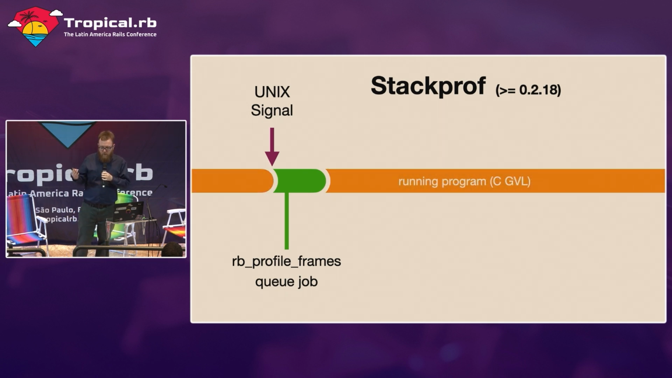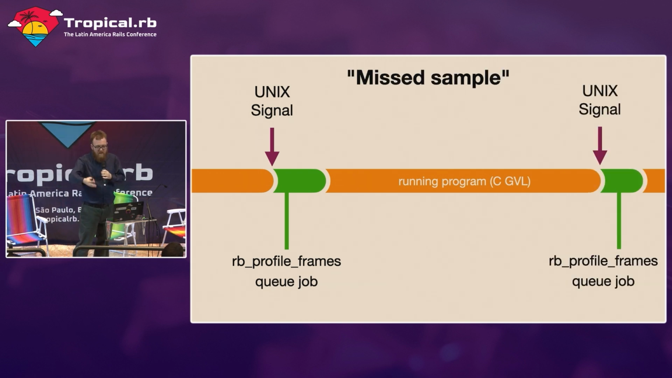If we had a running program that took a long time to reach a safe point, and this was more often than not C extensions or libraries like that, it was possible that you'd end up missing samples, as another one would come in and overwrite the previous sample we'd buffered, and we just miss data.